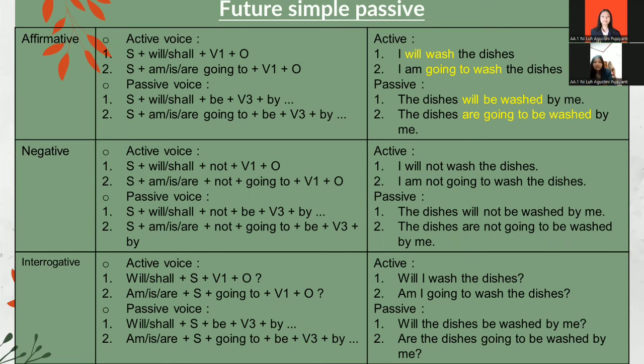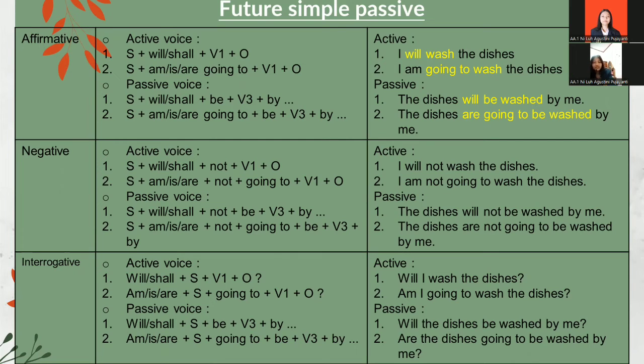In negative sentence, in active voice, the structures are subject, will, or shall, plus not, plus verb 1, plus object. And the second structure is subject plus to be, am, is, or are, plus not, plus going to, plus verb 1, plus object. So the examples are, I will not wash the dishes. The second example is, I am not going to wash the dishes.